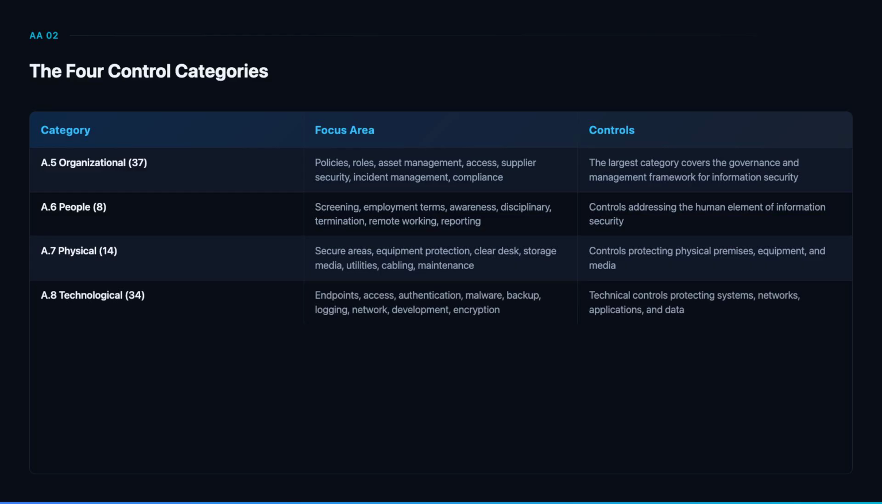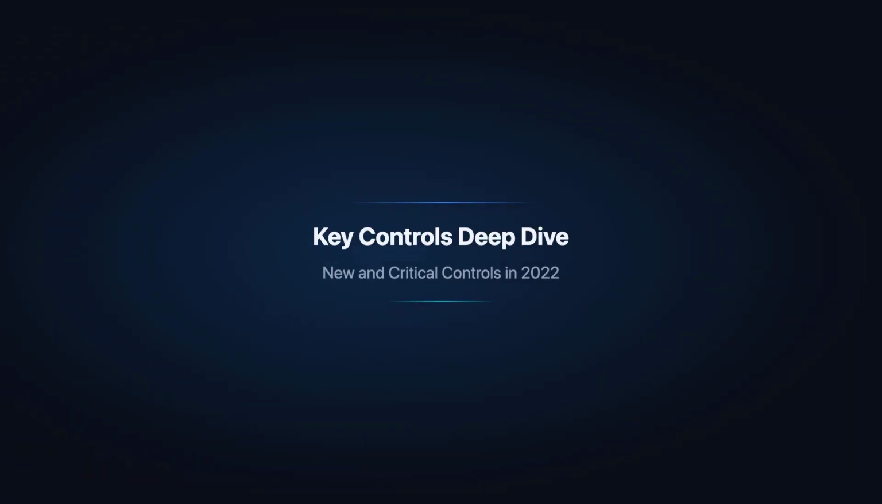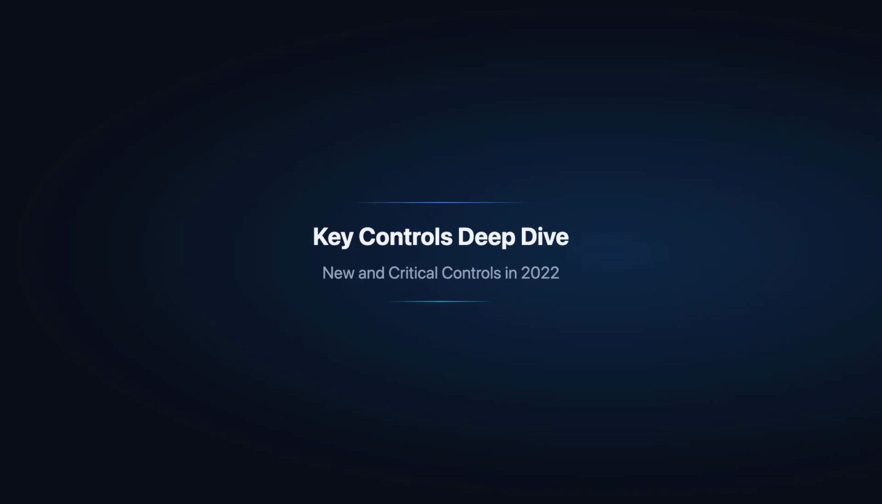Technological controls are the second largest category with 34 controls. They cover endpoint devices, privileged access, authentication, malware protection, backups, logging, network security, secure development, vulnerability management, encryption, and several new controls like data masking, data leakage prevention, and web filtering. Now let's examine the most important new controls and the critical controls that every organization must get right.